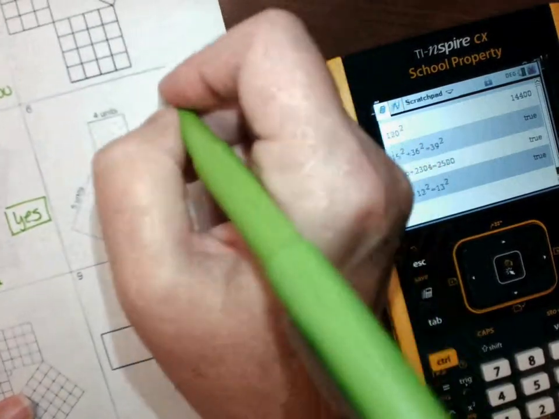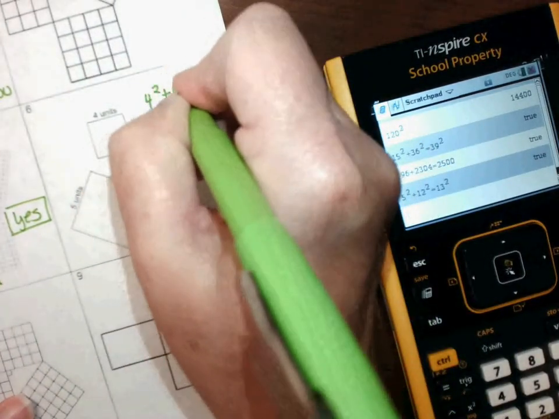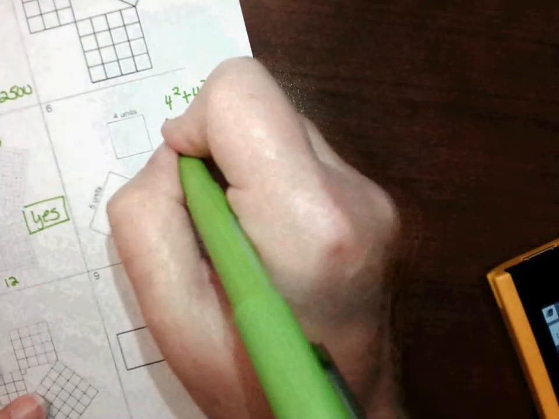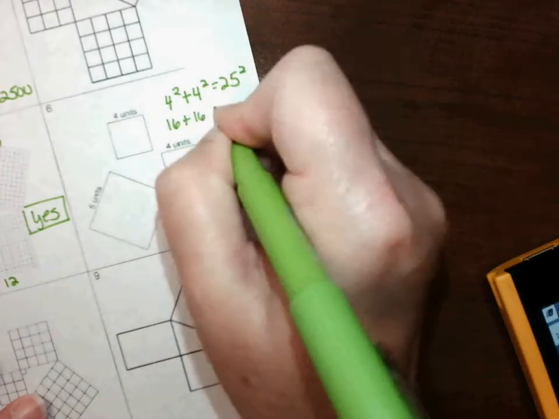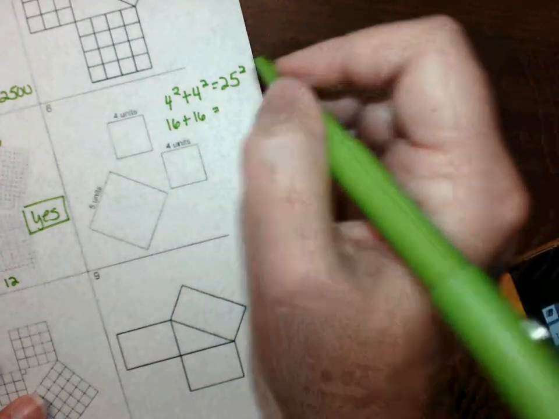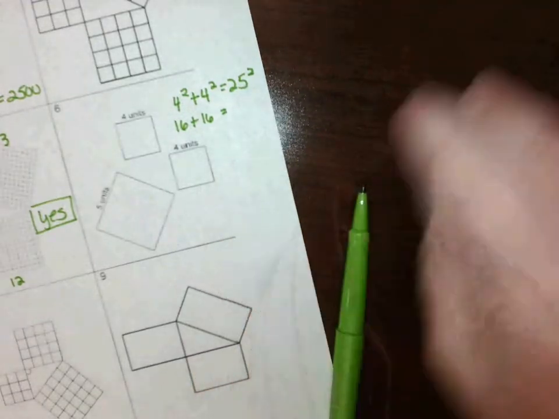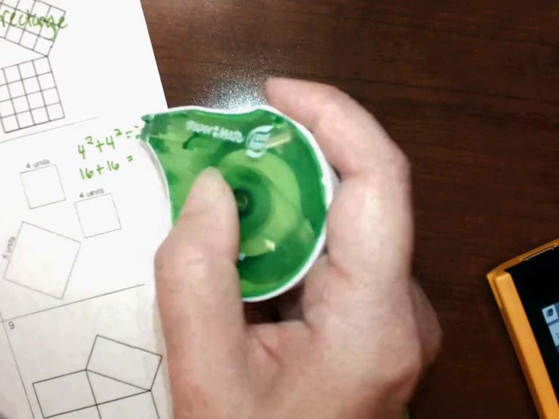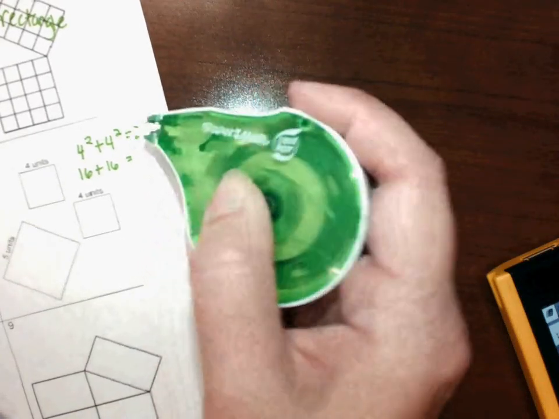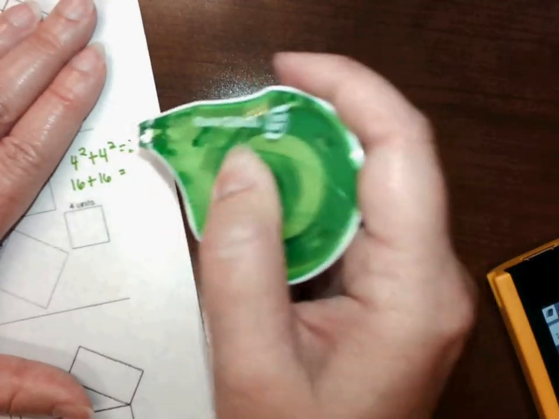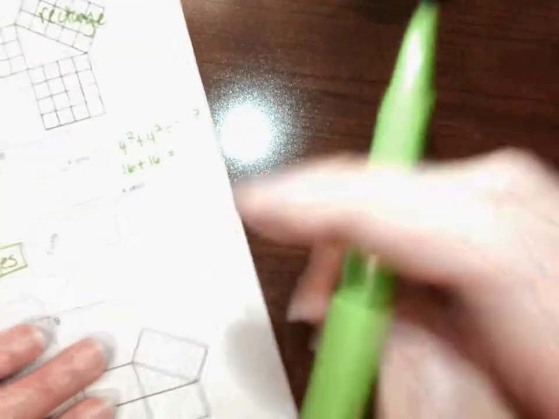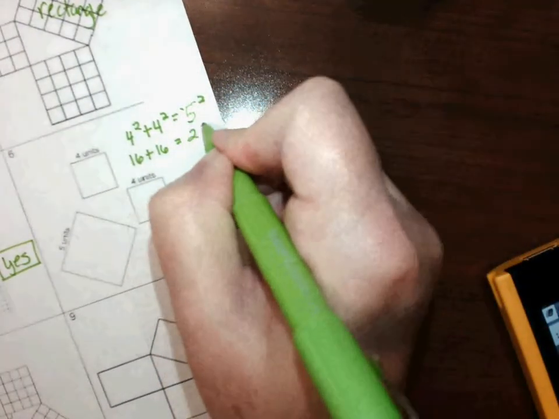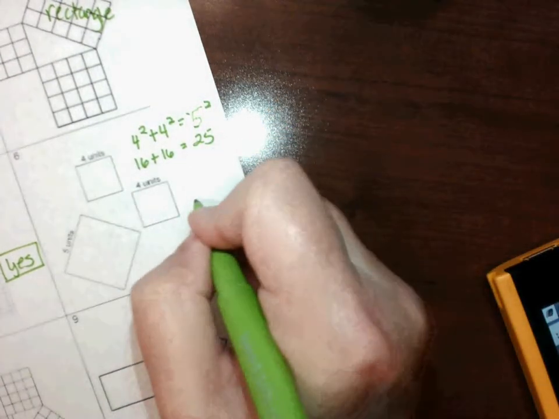Here, I would say, does 4 squared plus 4 squared equal 5 squared? I don't even really need my calculator for that one. Obviously, 16 plus 16 does not equal 25. 16 plus 16 is 32. So this is a no.